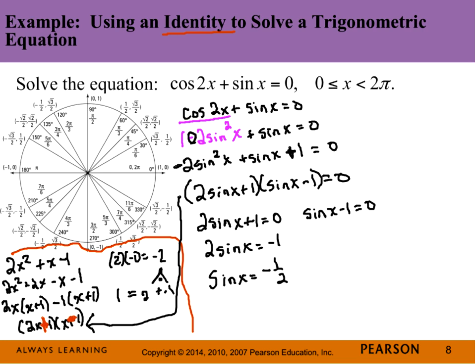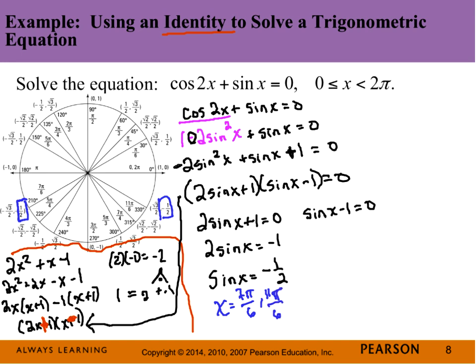And the sine of x is equal to negative 1/2. So I'm looking for a y value of negative 1/2. That happens at 7 pi over 6, and it also happens at 11 pi over 6. So in this first case, x is equal to 7 pi over 6, or 11. Oops, I wrote pi instead of 11. It's a habit. There we go, easily fixed.